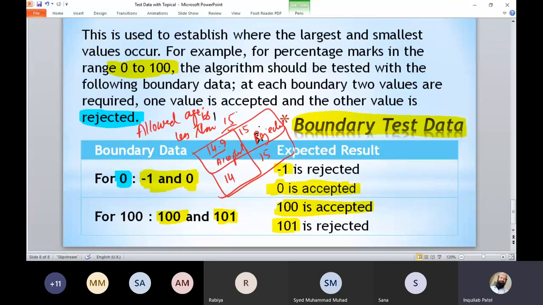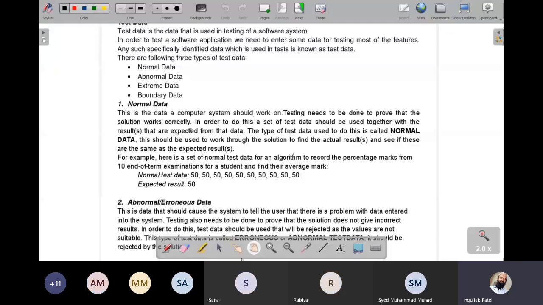50 will be rejected, and 50.1, if it is real type data, or 51 if it is integer type data, will be accepted. It depends upon the question and the data item. We should be able to decide whether it is an integer or a real value. Sometimes it is given in the question and sometimes we have to identify it ourselves. Now we will solve a past paper question.